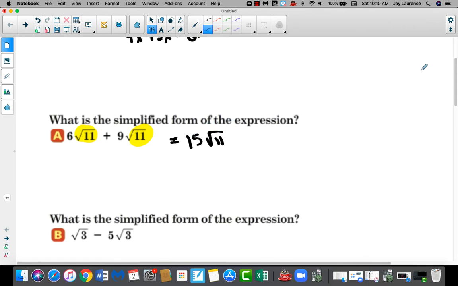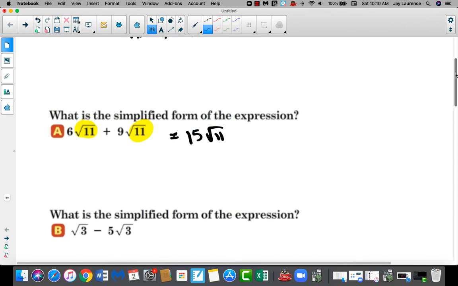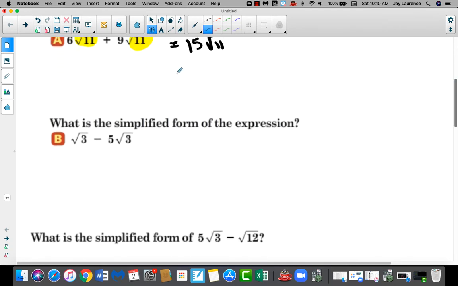So why don't you try problem B there? It says rad 3 minus 5 rad 3. Go ahead and pause the video and see if you can come up with the answer. Should not take you very long. Well, here comes my answer. I'm going to get negative 4 rad 3. Where did I get negative 4 from? Well, there's a 1 rad 3 there, right? 1 minus 5 is negative 4. And I'm counting rad 3s.